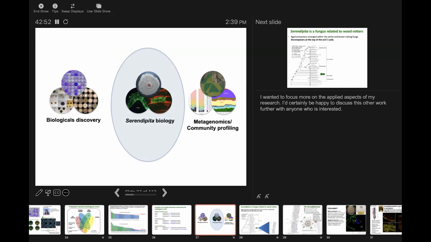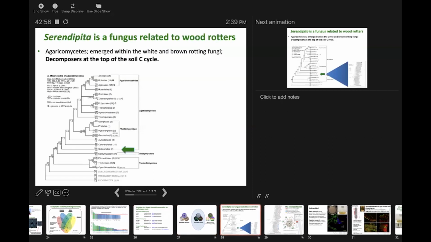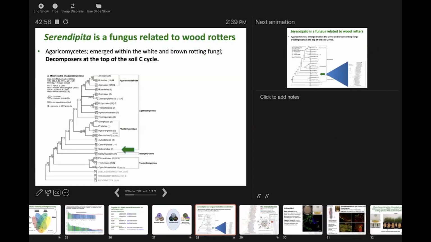Okay, great. Okay, so this is my favorite microbe. I'm going to tell you why. So its name is Serendipita. Great name, you got to admit. Great name. And it's a fungus that grows in the soil, and it's related to the fungi we call wood rotters, okay? These are the brown rotters, the white rotters, and the soft rotters, and they're all what we call decomposers.